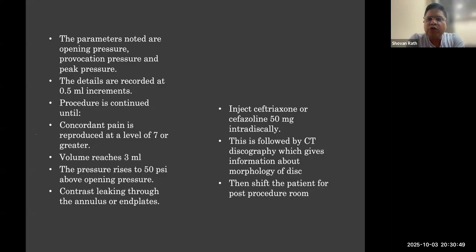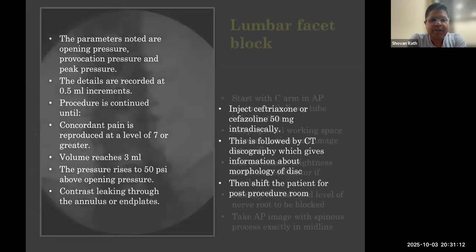Many people use antibiotics intradiscally. I don't use intradiscal steroids, BMAC or PRP, though many people are using these. In my practice, I personally don't use these drugs or materials inside the disc because of the risk of inflammation or post-operative discitis.